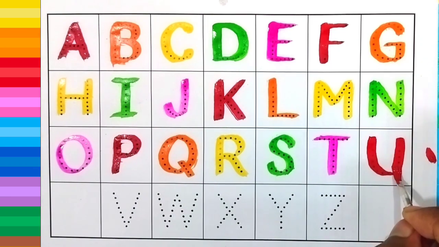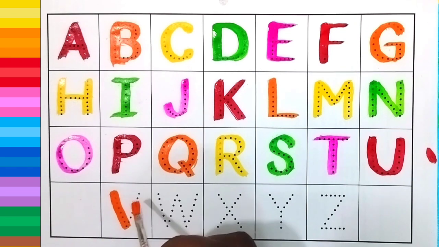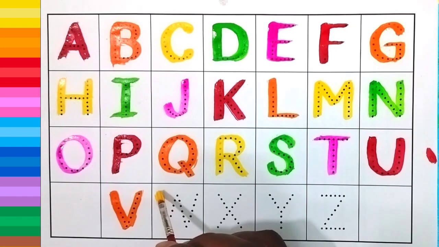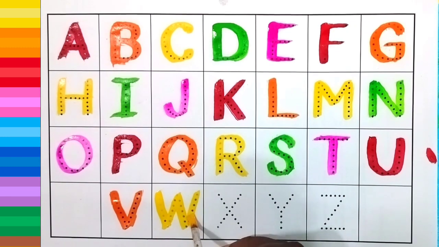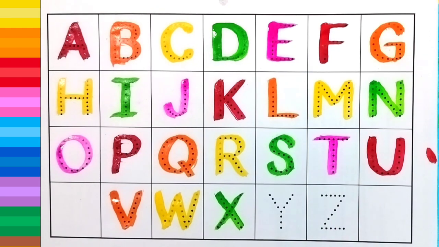U for umbrella. V for vegetable. W for watermelon. X for xylophone. Y for yacht. Z for zebra.